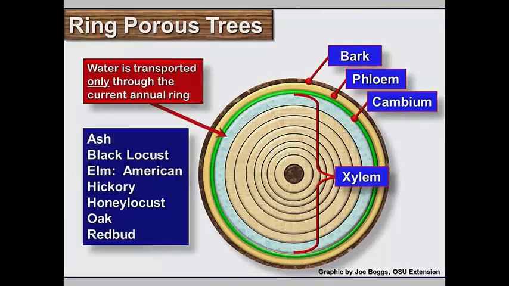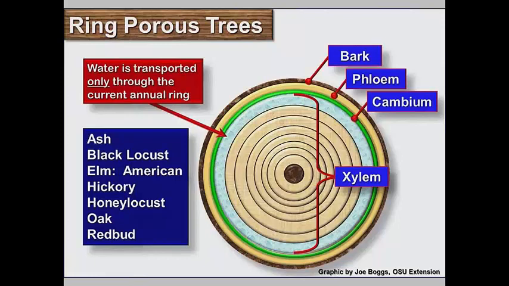A few trees are said to be ring porous. These are species in which only the outer layer of the xylem is active. You may be wondering why this is important. In short, trees that have only one layer of xylem are more easily girdled.